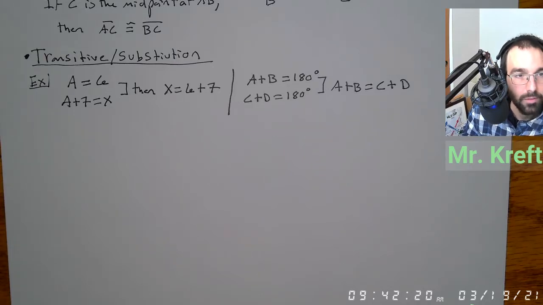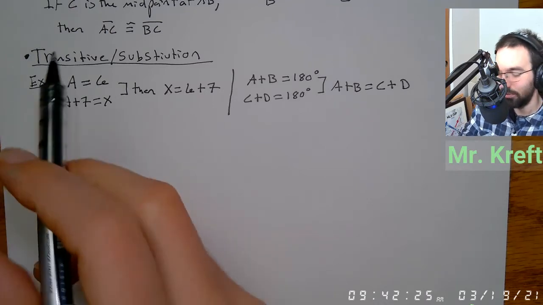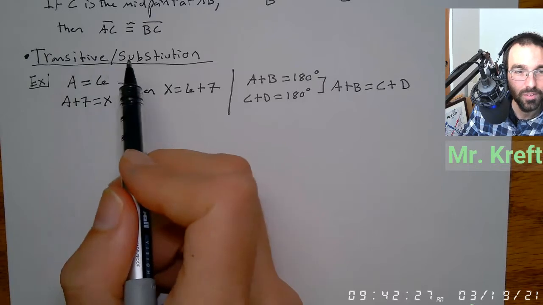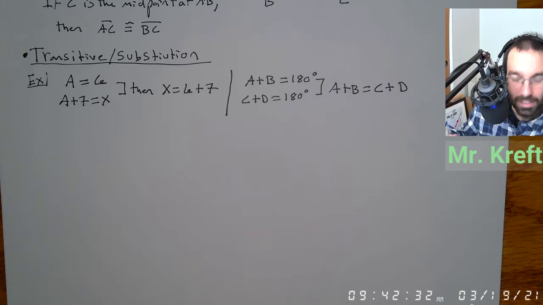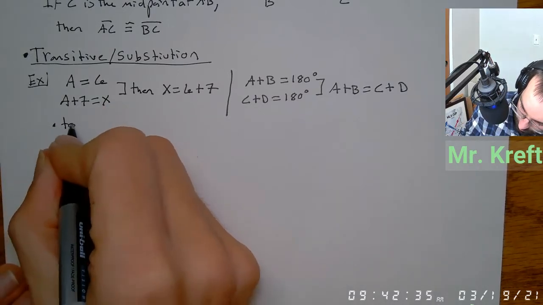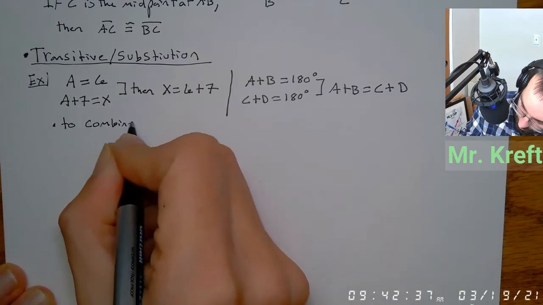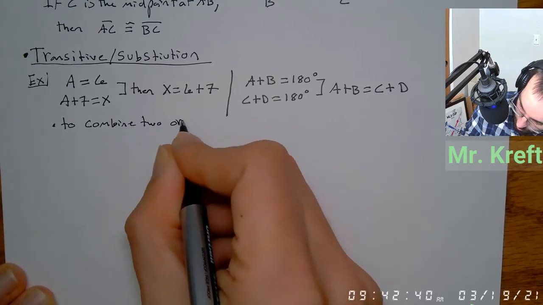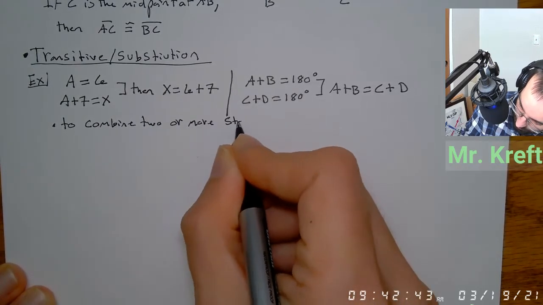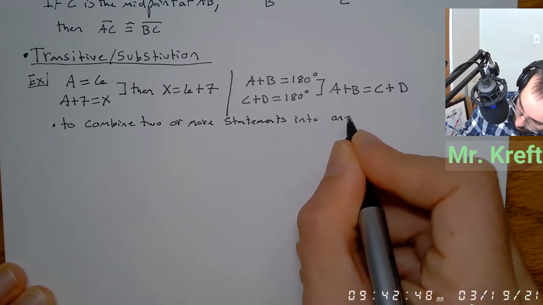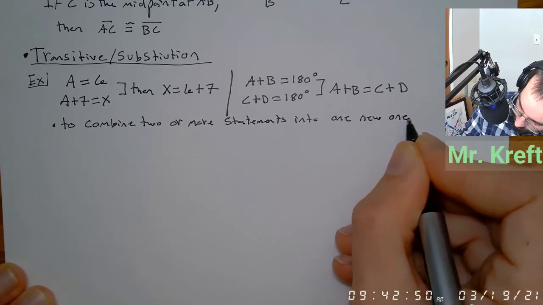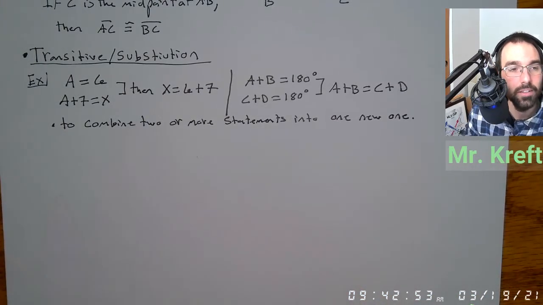Okay. So that's transitive and substitution. We're going to be using transitive a lot, and that's why I put transitive first. We use transitive a lot more than substitution. We're going to be using that a lot to combine things. It combines things. So it's to combine two or more statements into one new one.